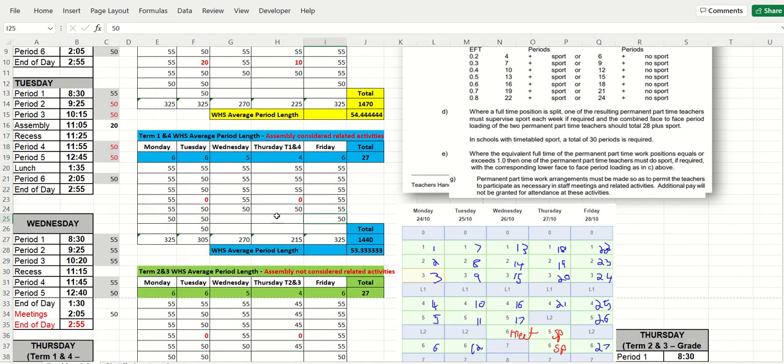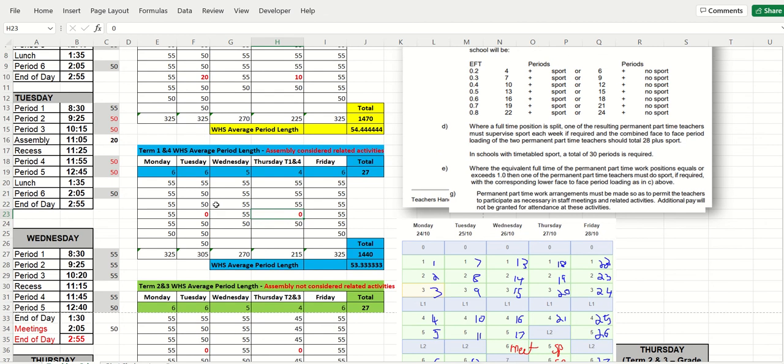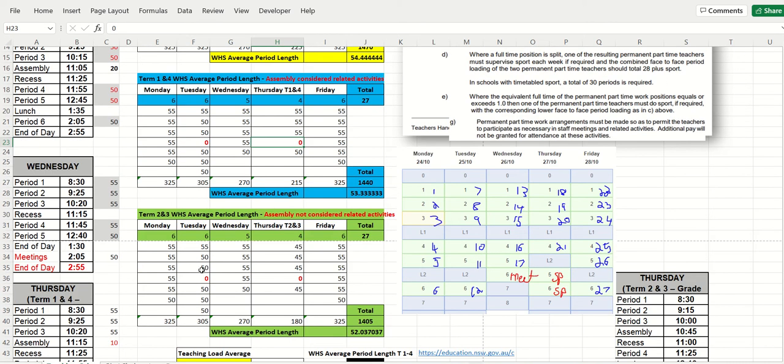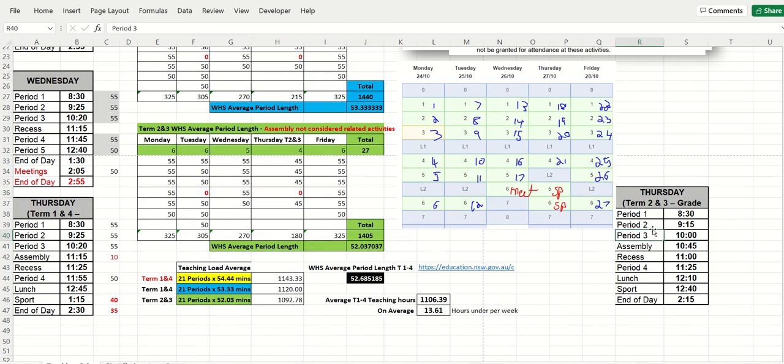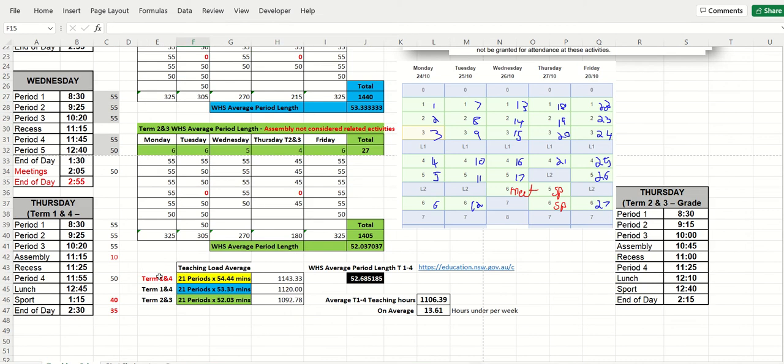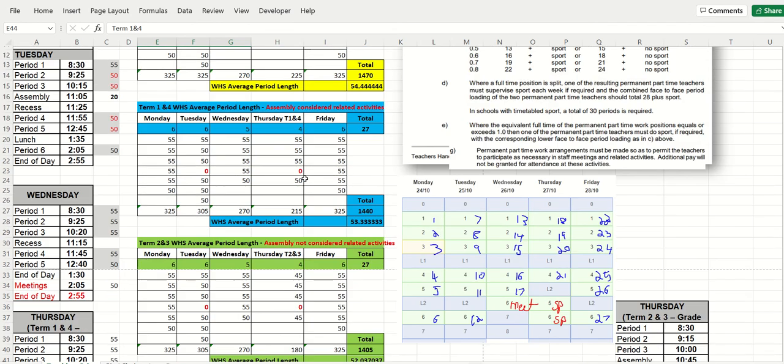I've then done that, and you can see that I've got red here, and that is because I've removed compared to red here. So assembly included, no assembly included, no assembly included, no assembly included. The reason there's a difference between term 1 and 4 and 2 and 3 is because of our grade sport requirements. Then what I have done is put these down into 21 periods, which is what our teachers teach, times the average of yellow, blue, and green, which, well, yellow's just term 1, so I probably have to do one of these for term 3, but I sort of gave up on yellow there.